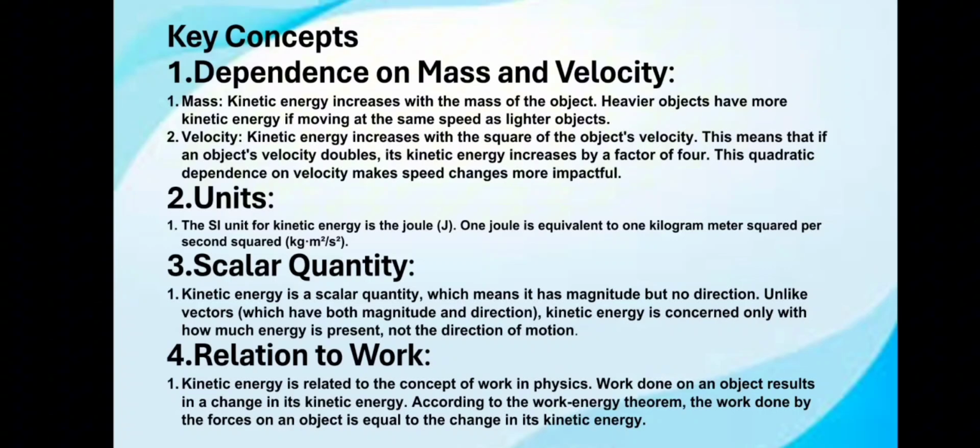Then come to the next point, which is units. Here is only one thing written. The SI unit of kinetic energy is joule. In short form it is called J. Everyone knows that the SI unit of kinetic energy is joule. 1 joule is equivalent to 1 kilogram meter squared per second squared. Then comes the scalar quantity. Now let's understand the scalar quantity too.